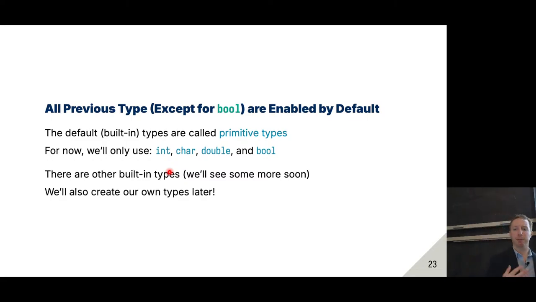So these default built-in types are something called primitive types. You might hear that term being used. And for now in this course, up until probably way after the midterm, we're only going to use the types int, char, double, and bool, and that's it. So after a while, there's some other built-in types. We'll see some more of those soon, but for a good while, this will do us for now. Later in the future, we will also create our own types, which is a lot of fun. But that is something to look forward to later.